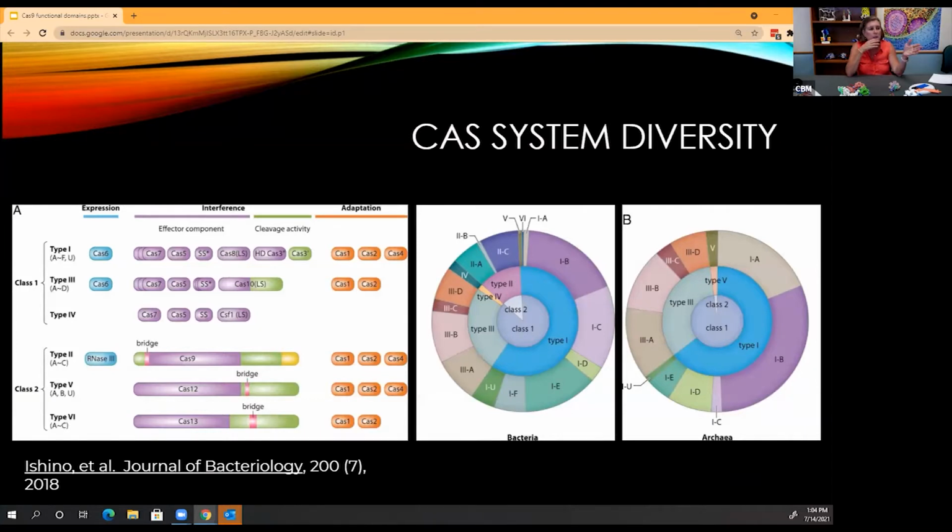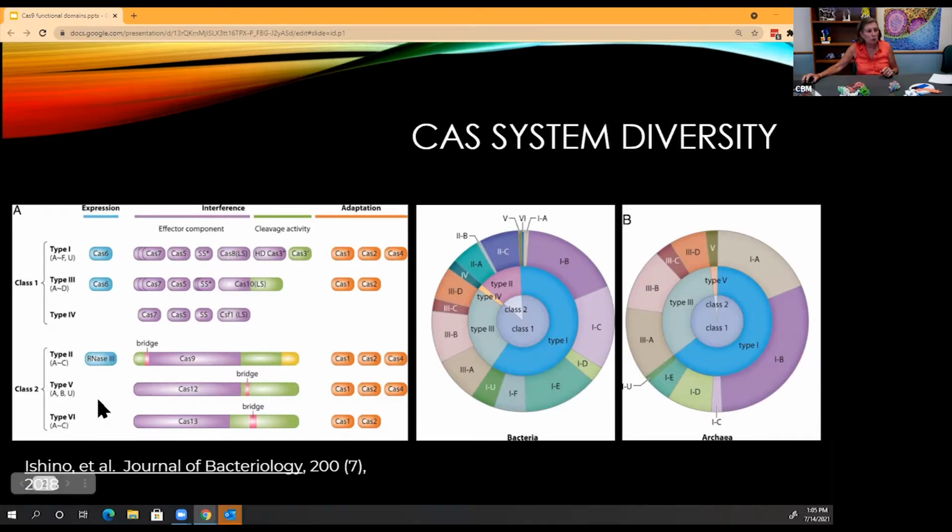And what this does, it just shows you, can I take this? Yes. So it shows you these classes that Diane was talking about, class 1 and class 2. And what we were saying is class 1 is all about multiple proteins with multiple different functions, all working together into a multimeric complex, right? And so this is one kind of system. And Cas9 seems to be kind of like the important protein in those systems.